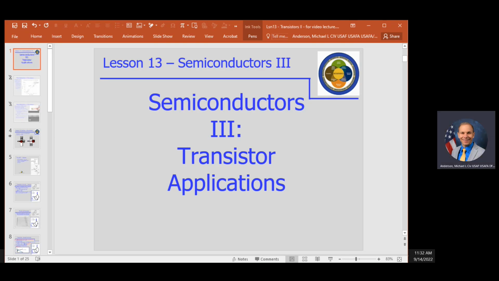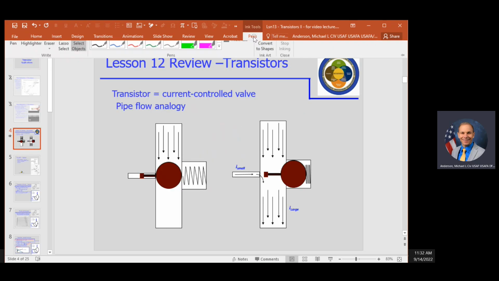Hello, this is lesson 13. This is our second lesson on transistors, third lesson on semiconductors. I want to start out by doing a quick review on how the transistor works.